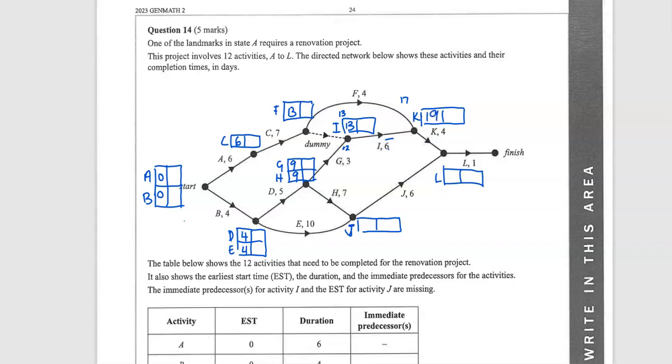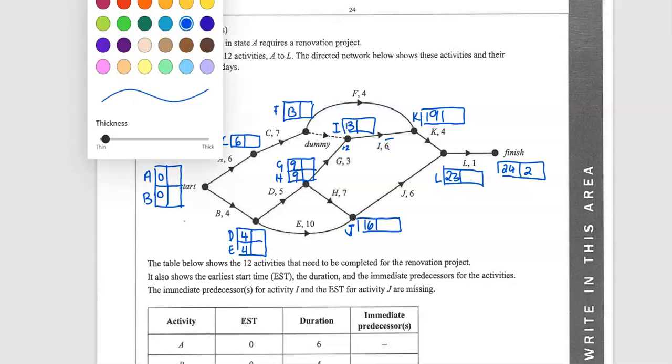Then 19 plus 4 would be 23 that way, but I can come in via J, so I'll check that one out. So coming back here, H, 9 plus 7 is 16, and then 6 plus 6 is 22. So 23 is the bigger one. And if you want, just keep rubbing those out once you've done it so it doesn't get too messy. And then 23 plus 1 is 24. So we finish on 24.